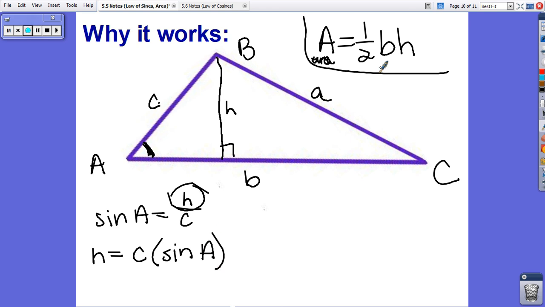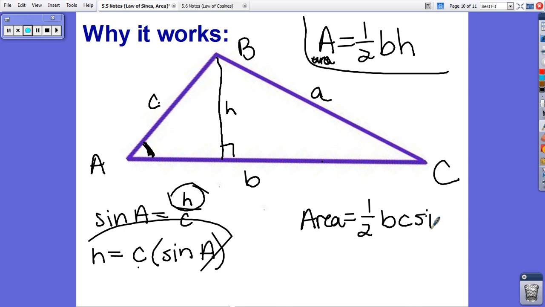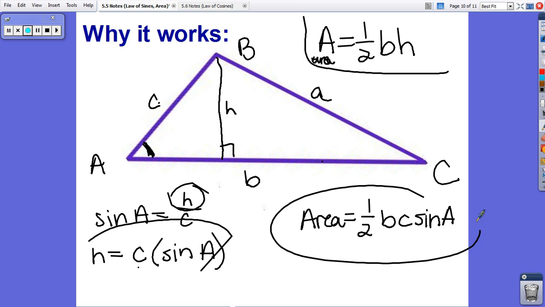So I'm going to go back to my original formula up here. Area is equal to 1/2, that's the same. The base, and in this case, this triangle, the base is lowercase b, times the height, which we just found over here. The height is actually c times sine of A. So times c sine A. And that's where those three formulas come from.